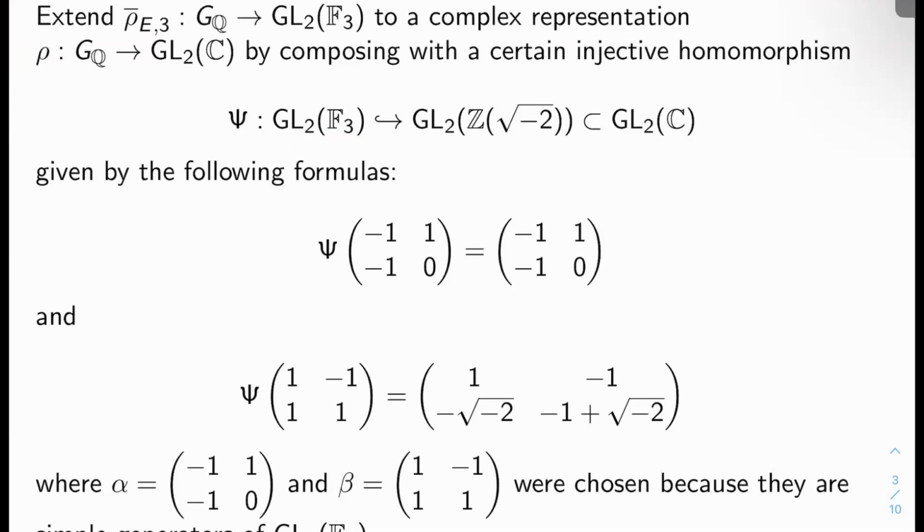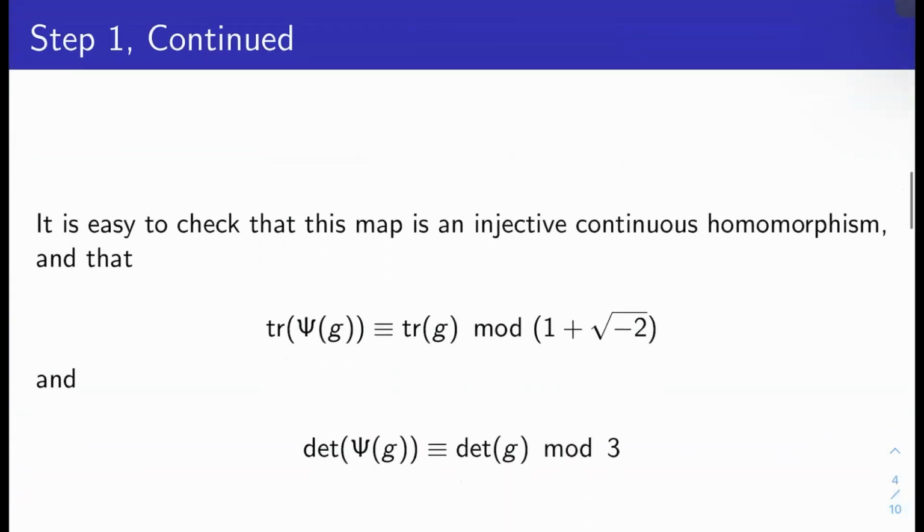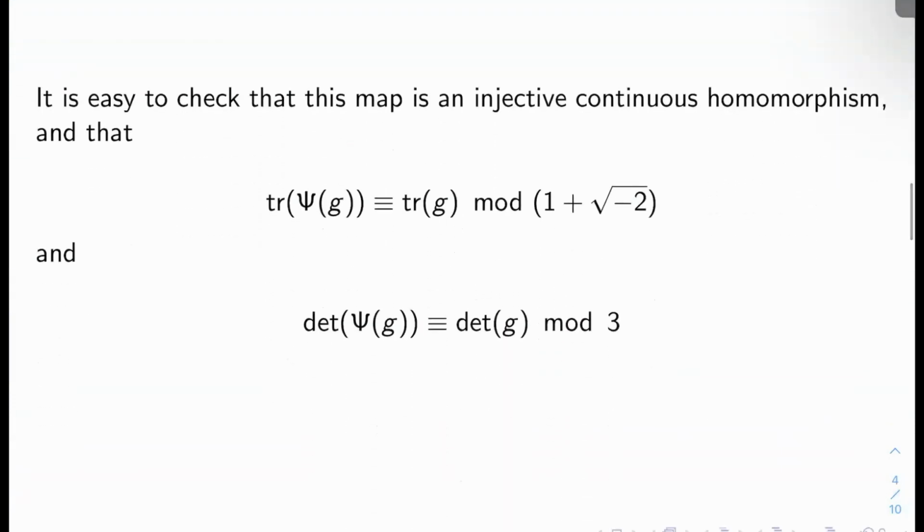Psi will take the matrix (-1, 1; -1, 0) to (-1, 1; -1, 0). And it will take (1, -1; 1, 1) to (1, -1; negative root -2, -1 plus root -2). And the reason that these generators were chosen is they're just kind of simple, easy to work with generators of GL2 of F3. Okay? And it's really easy to check that this map is an injective continuous group homomorphism.